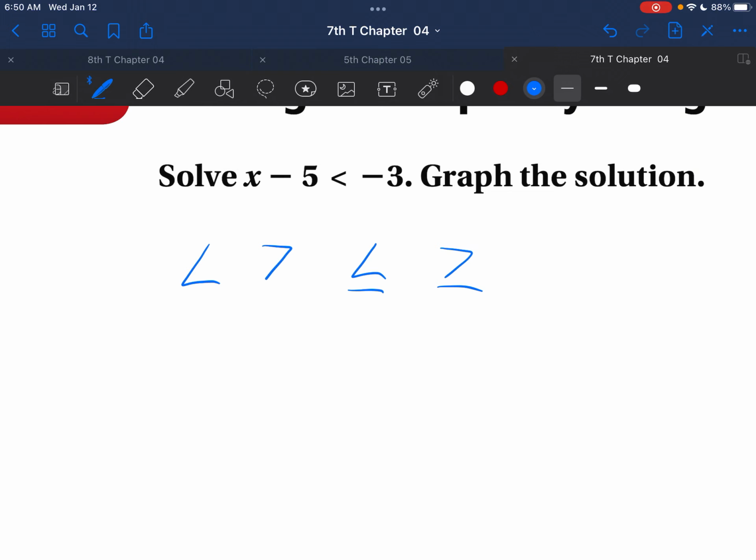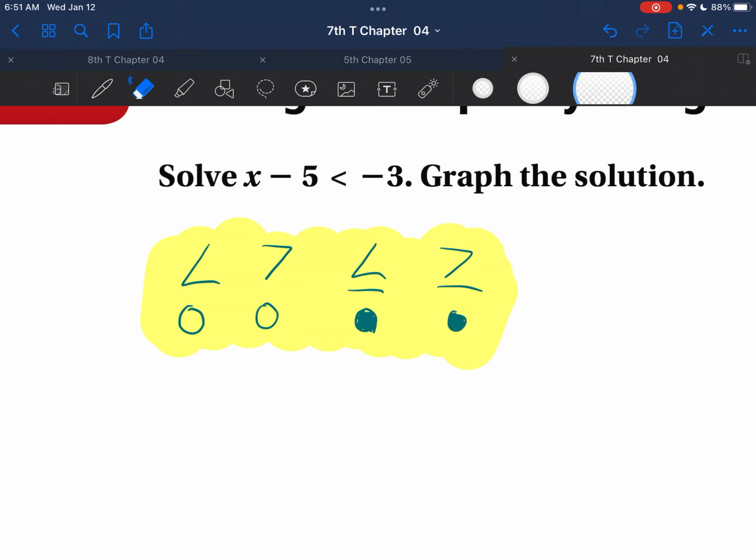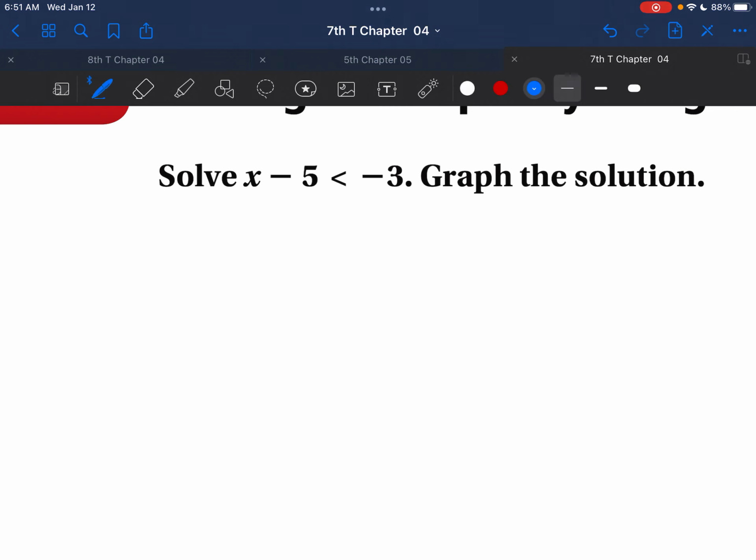When we graph our solutions, these ones without the equal sign will be an open circle, and these ones with an equal sign will be a closed circle. Okay, make sure you copy this down, have this in your notes so that you know. When it has the less than or equal to or greater than or equal to, this will be a closed circle, okay?